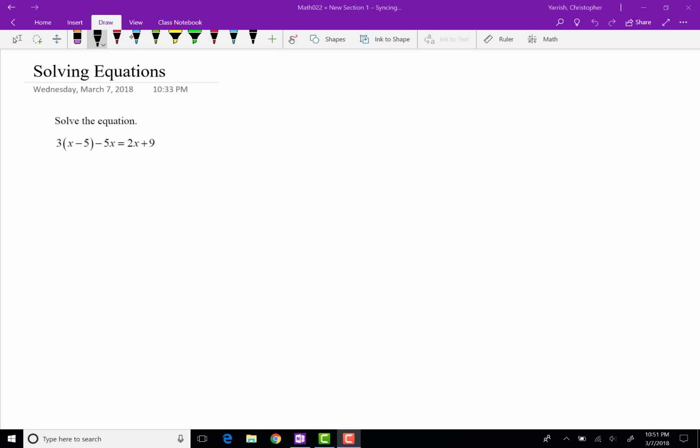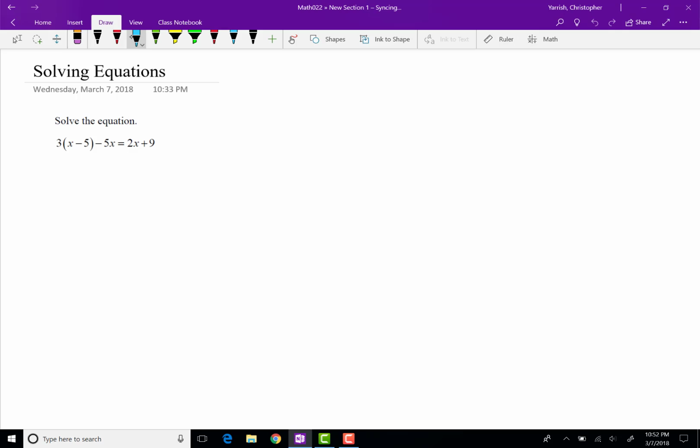So our job here is to solve the equation, that is, find the values of the variable that are going to make this equation true. When it comes to solving equations, it really boils down to three things. We're going to simplify each side as much as we can. Once we get to that point, we'll get all our variable terms on one side, everything else over to the other, and then hopefully we'll be able to get the variable all by itself.